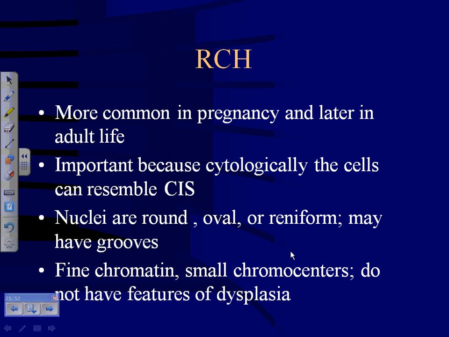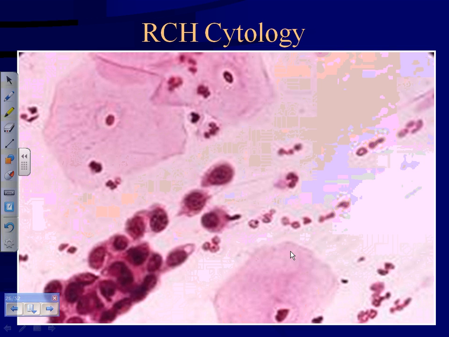The normal nucleus will show fine, uniformly dispersed chromatin, small chromocenters. Unless they've undergone a little bit of reactive changes, they may have prominent nucleoli. Okay, but they do not have features of dysplasia, and that's important that you are able to distinguish them. Eventually you will be able to distinguish them from dysplasia.